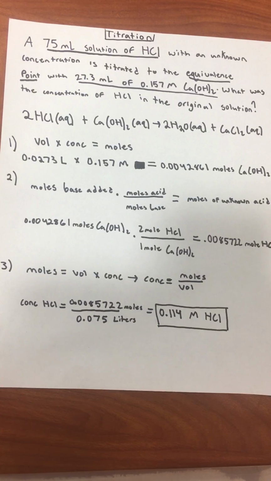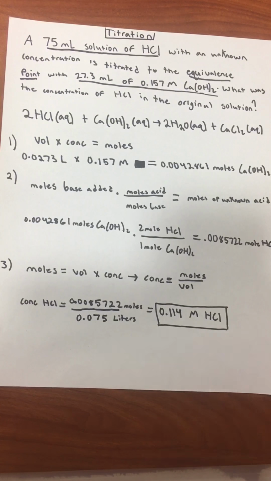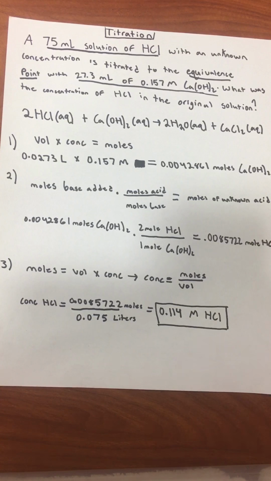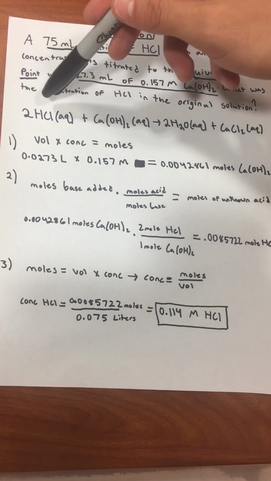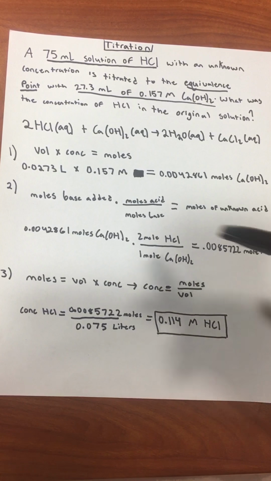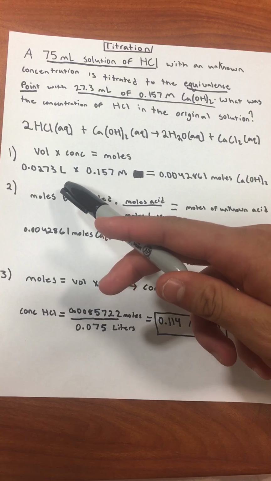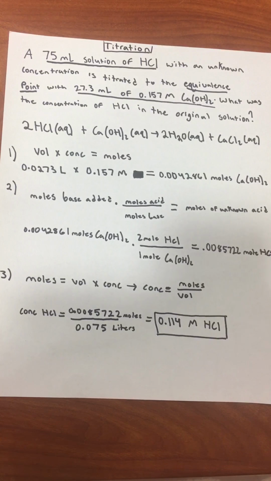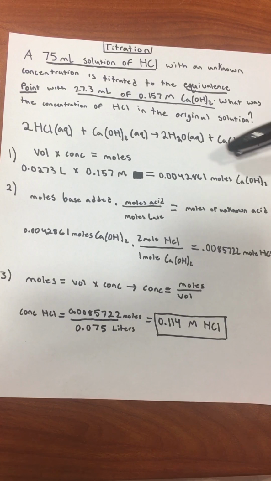So, our first step is to calculate the moles of calcium hydroxide so that we can figure out how many moles are used in this equation. Well, actually, our first step is to balance the equation for the titration problem so that we can use that to find the right chemical equation later on, right? So we multiply 0.0273 liters, because it must be in liters and not milliliters, times 0.157 molarity to get this amount of moles for calcium hydroxide.